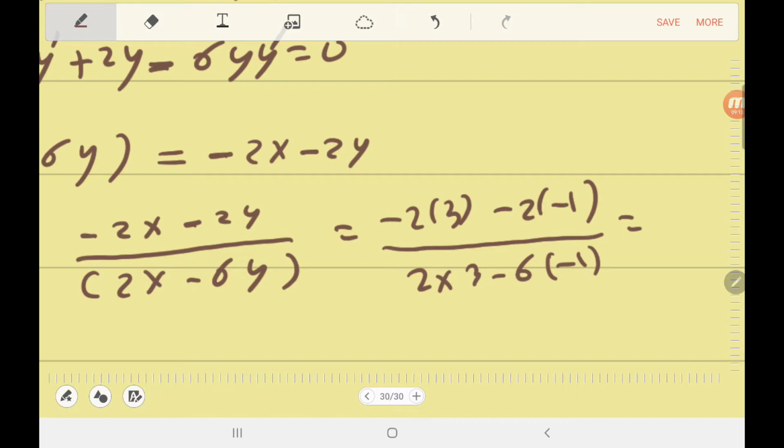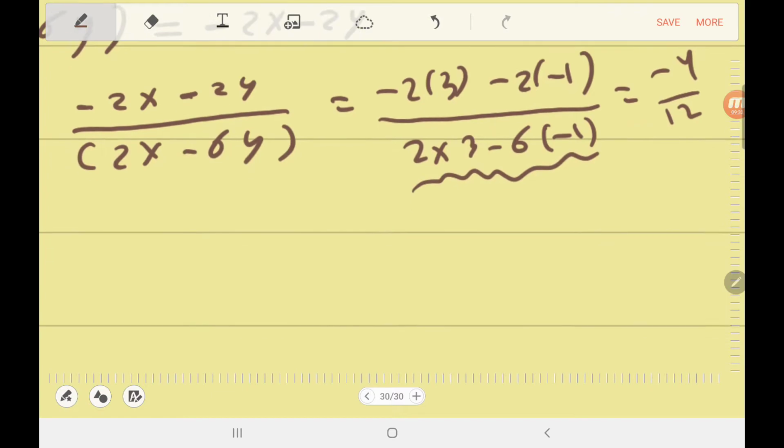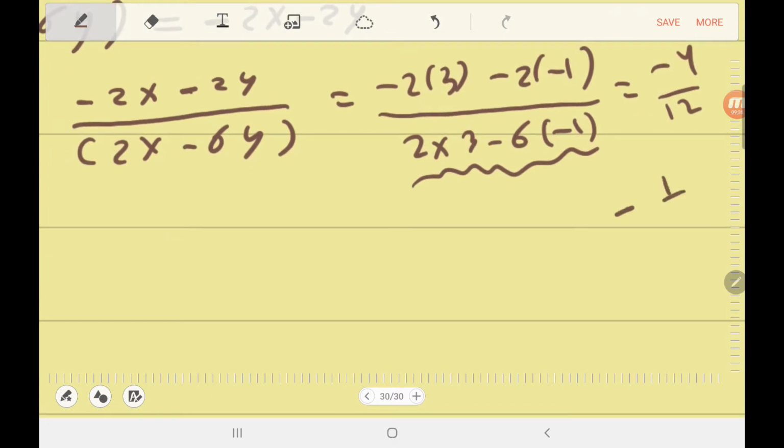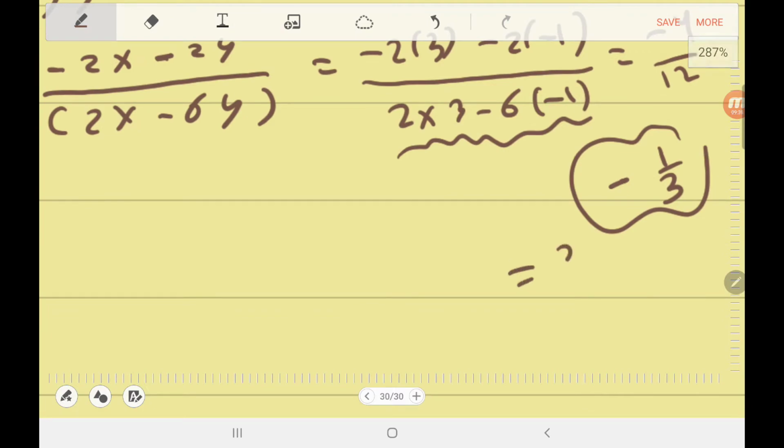So the answer is negative 2 times 3, negative 6, plus 2, negative 4. And 2 times 2, 2 times 3, 6, 6 plus 6 is equal to 12. So the gradient is minus 1 over 3. That's for the tangent. For the normal, the gradient is 3.